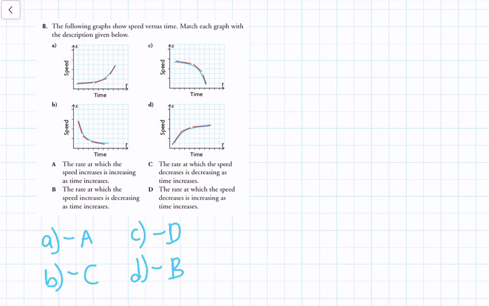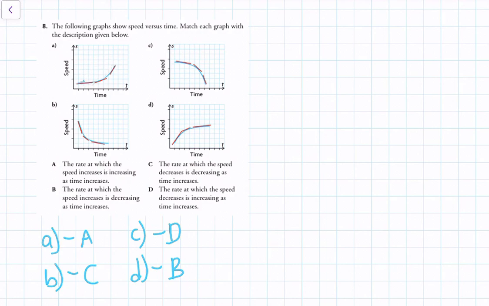Okay, so now we have example 8, and the following graph shows speed versus time, and we're going to match each graph with the description given below. So A matches to A, B matches to C, C matches to D, and D matches to B. So a couple things to consider here. How do we know how to interpret these graphs? The first thing you're going to want to do is look at the slopes, break it down into little slopes, and see how these slopes are changing.